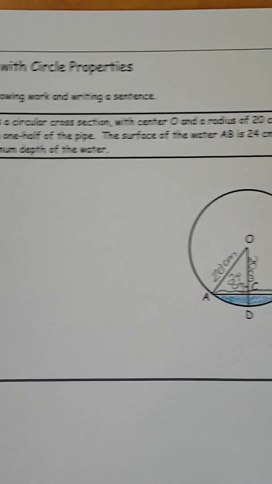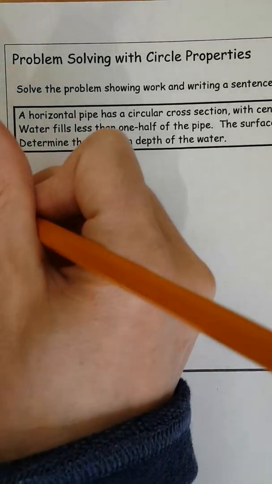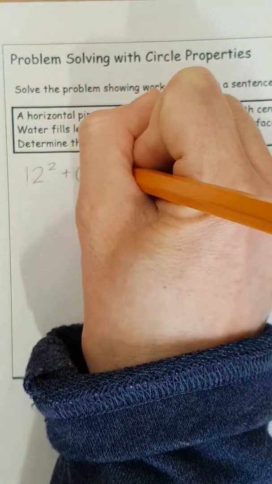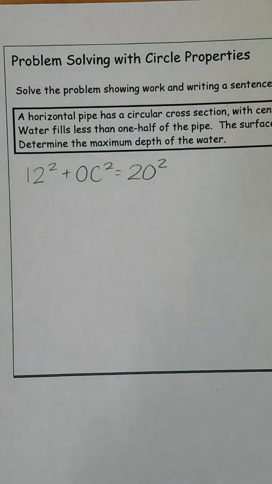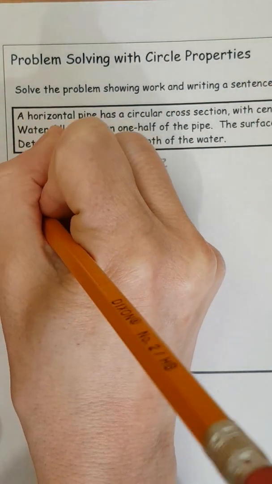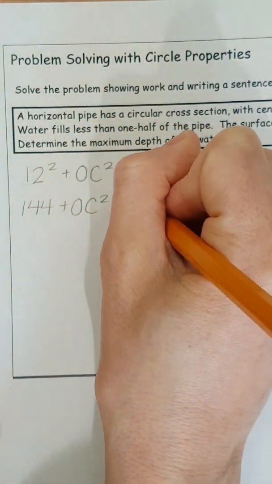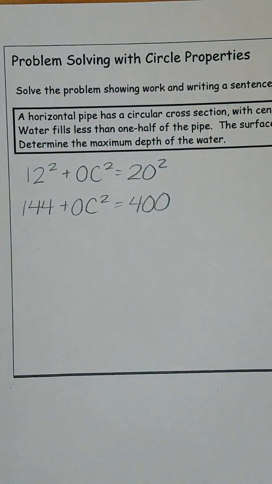Okay, so let's slide this over here a little bit. And so we're going to set up our 12 squared plus OC squared equals 20 squared. So that's going to be our equation. And then we will evaluate the powers. We need to get OC by itself.